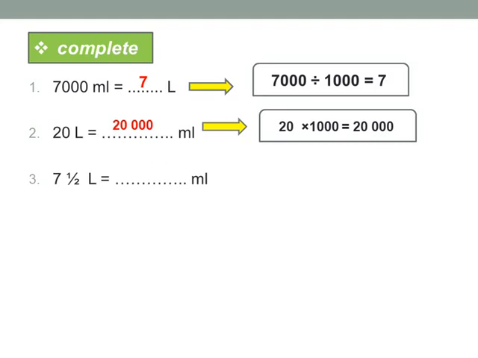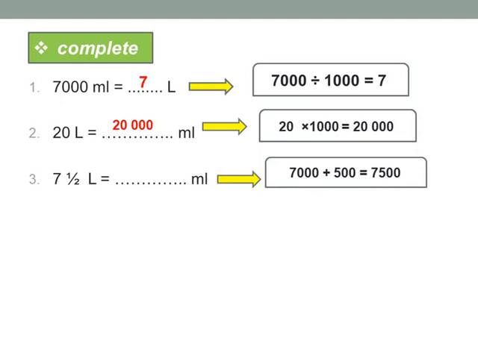Number 3, 7.5 liters. We have here 7.5 liters. First, we look at the units. We convert from the big unit to the small unit. That means we will multiply the number by 1000. But here we have only 7.5. 7 will be 7,000 milliliters, and half, we should remember that half liter equals 500 milliliters. That means this answer will be 7,000 milliliters plus 500 milliliters, and the answer will be 7,500 milliliters.